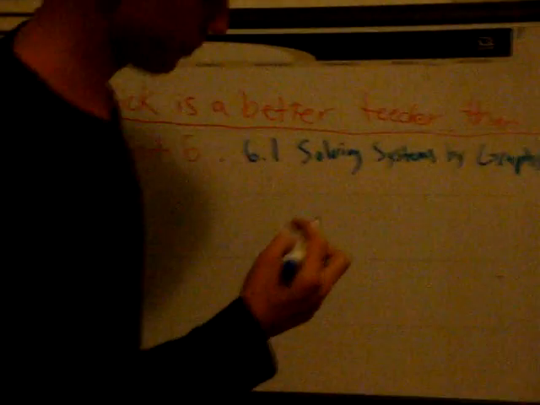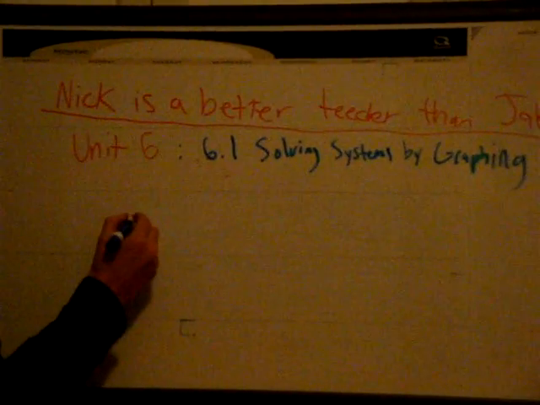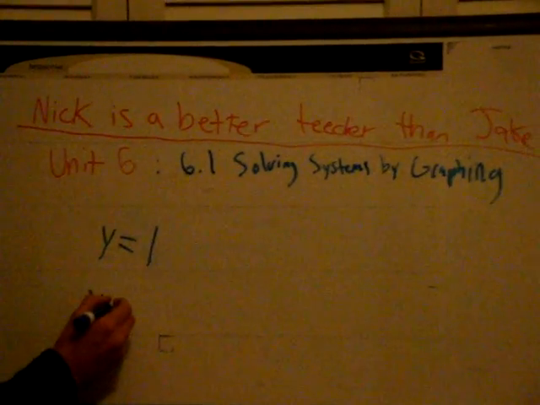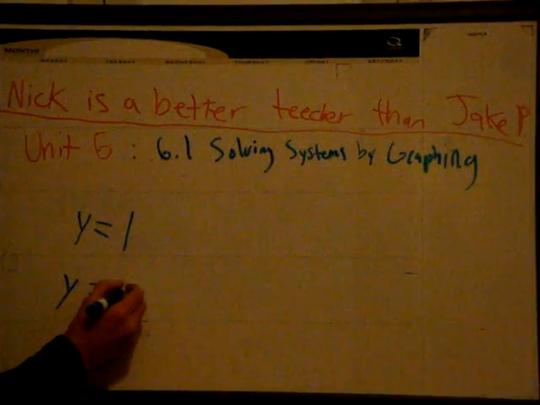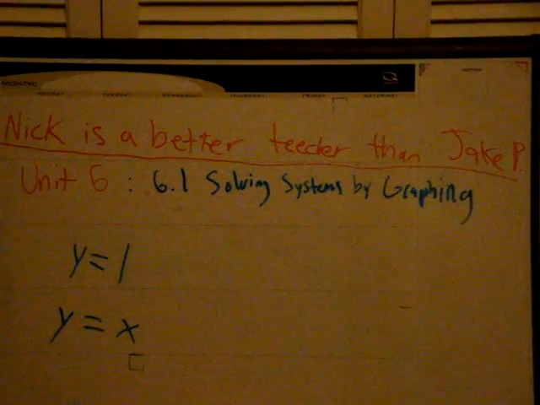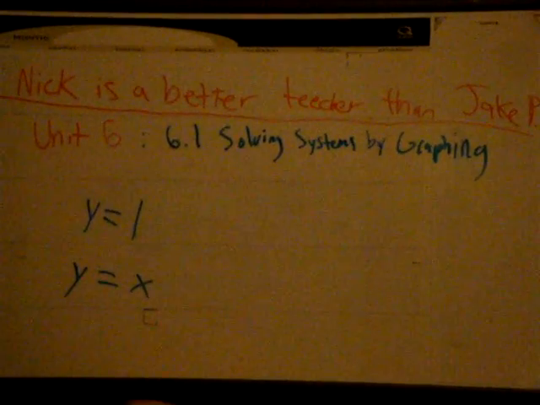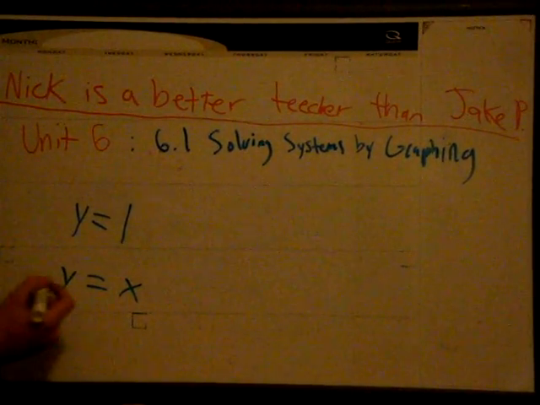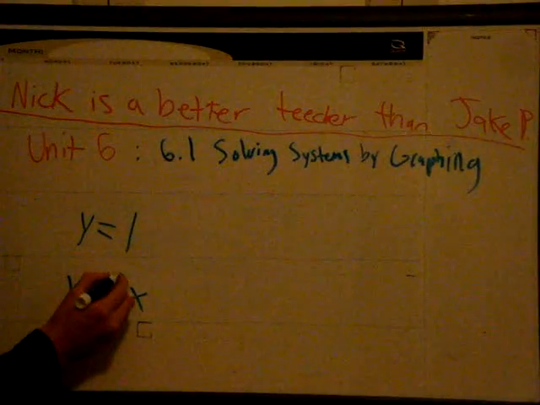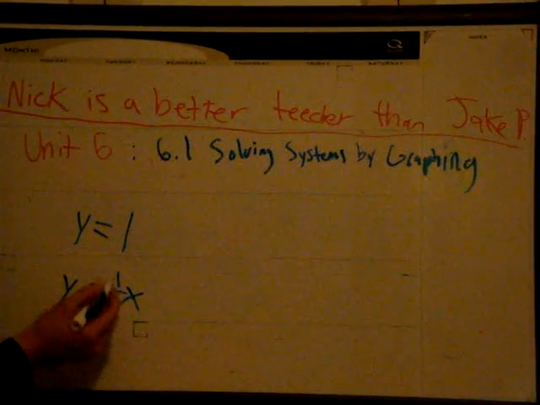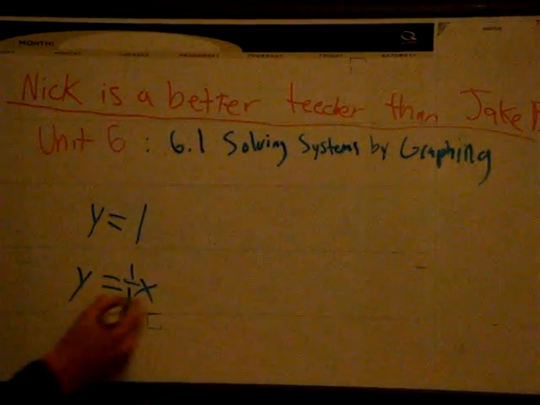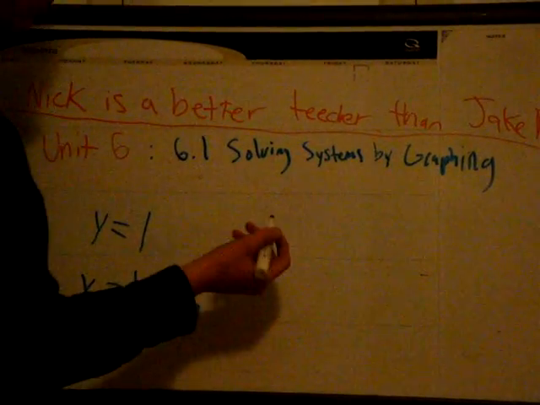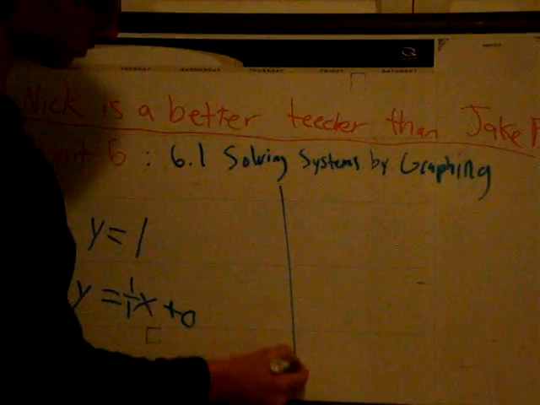So here's an example. Let's do y equals 1 and y equals x. First, let's get this one into y equals mx plus b form, which is basically y equals 1 over 1 x, which is the same as x, and then plus 0, because that's just implied. And so now we're going to graph these.